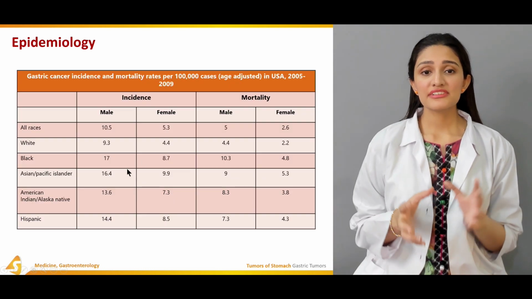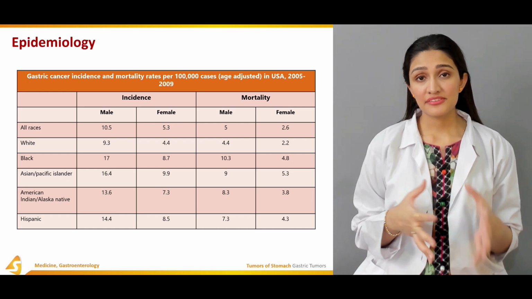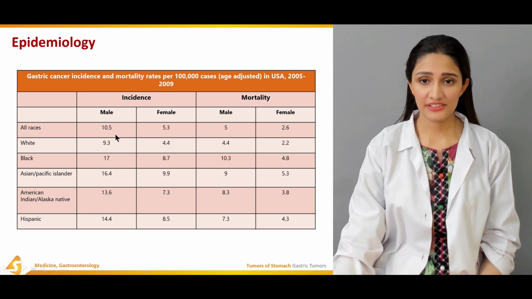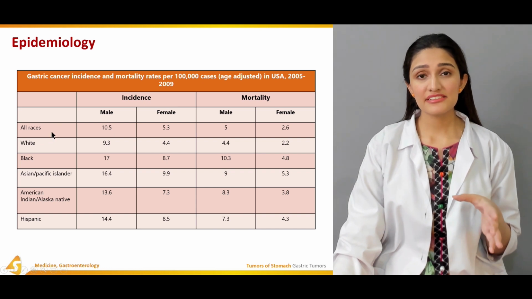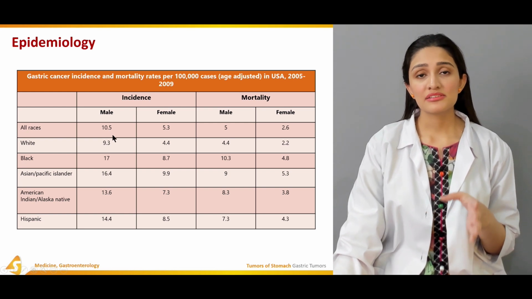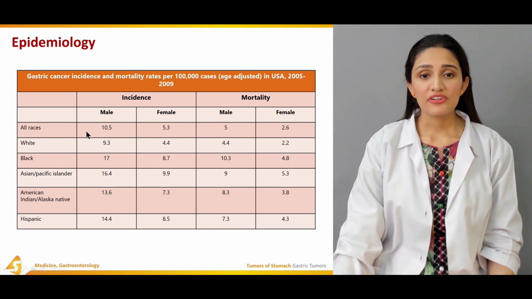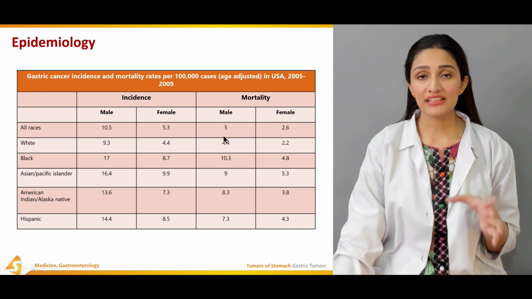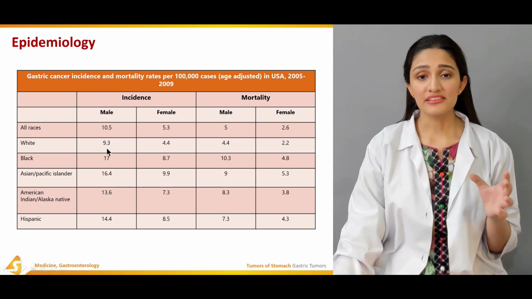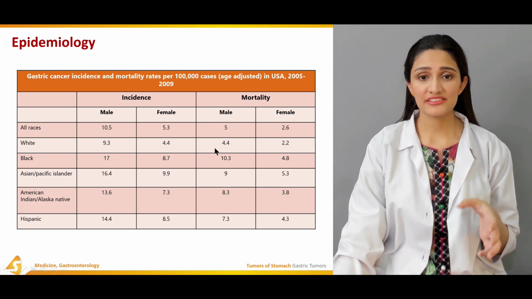So if we talk about the gastric cancer incidence and mortality rate per 100,000 between different racial groups and between male and female, specifically in the United States of America, the incidence rate among all the races is around 10.5. If we talk more specifically about males, because it is a cancer that occurs more in males, the all-races incidence is around 10.5, and the mortality is around half, which is 5. If we talk specifically about the white race, the incidence is around 9.3 in males, and the mortality is around 4.4.